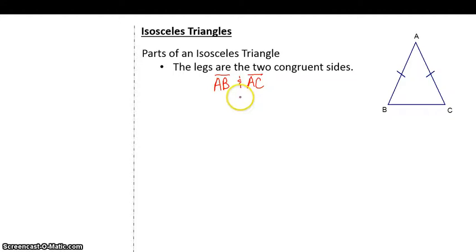There may be a question, hint, hint, where I will give you a picture and ask you to list the legs. Those are segments, so give me the two segments that are congruent to each other. The next thing is the base, and the base is the non-congruent side of the triangle. The base won't always be the horizontal piece. This could be flipped on its side or upside down. So the base is whichever side is left over that is not congruent. In this case, it will be segment BC.